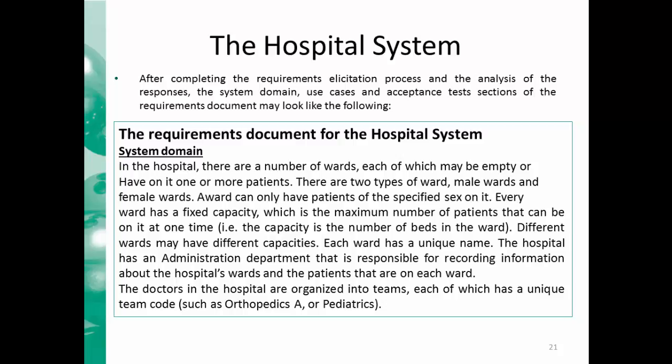Then I continue with the system domain. There are 2 types of wards. So I know there are a number of wards, and they are divided into 2 categories: male wards and female wards. A ward can only have patients of the specified sex in it. Means you find only males in the male ward and females in the female ward. If any acceptance test fails to identify the male ward from the female ward, then it will be an error and needs to be fixed.